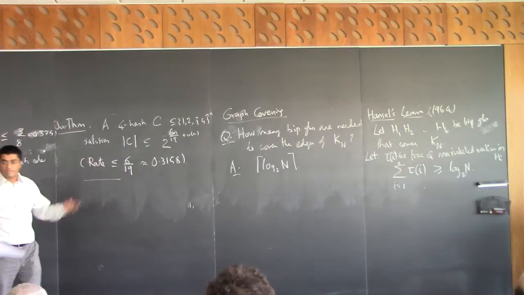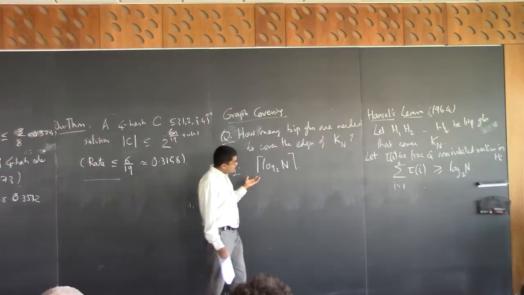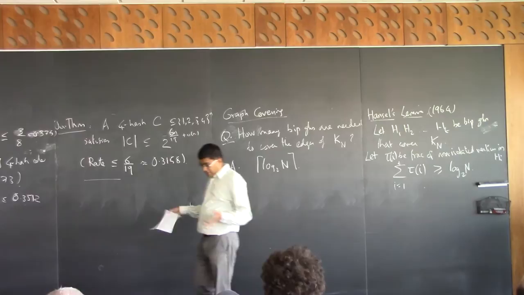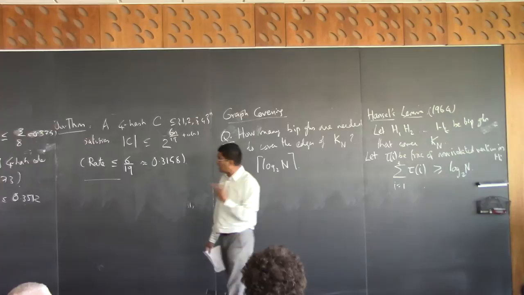Well, certainly tau I is at most 1. So this left-hand side is at most t. So this basically says you need at least log n bipartite graphs to cover all the edges. But in fact, if you're not using the full ability of each bipartite graph and you have some isolated vertices, then you will actually need more. Which might seem like a bizarre thing. Why do I state it this way? But when I talk about the application of how it's used for the hashing problem, it should be clear.